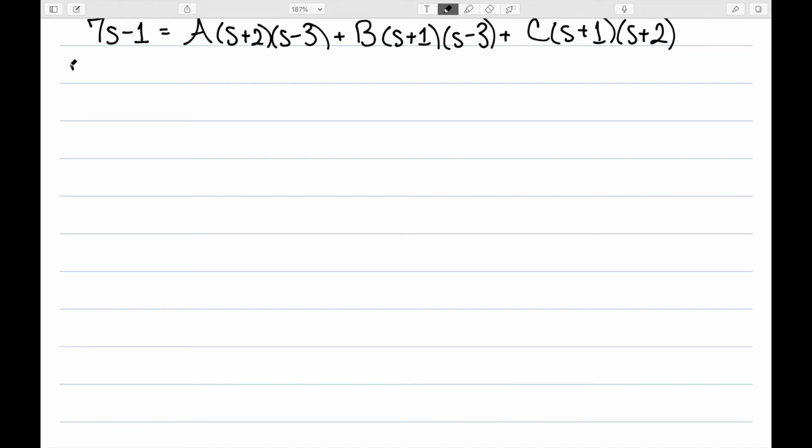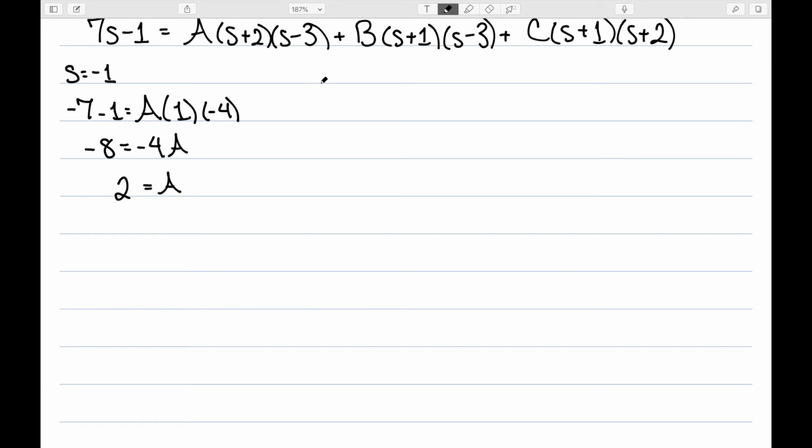So I'm going to start by letting s be equal to negative 1. This side would have 7 times negative 1, which is negative 7, minus 1. Negative 1 plus 2 is 1. Negative 1 minus 3 is negative 4. Here I would have a B times 0, and here I would have a C times 0. So this is the only thing I'm left with. Negative 8 equal to minus 4A, or A is equal to 2.